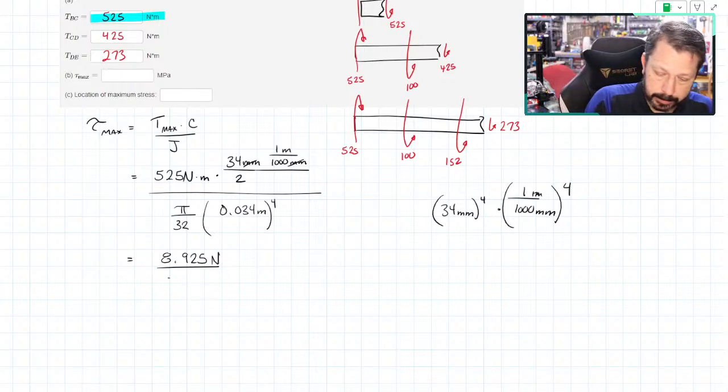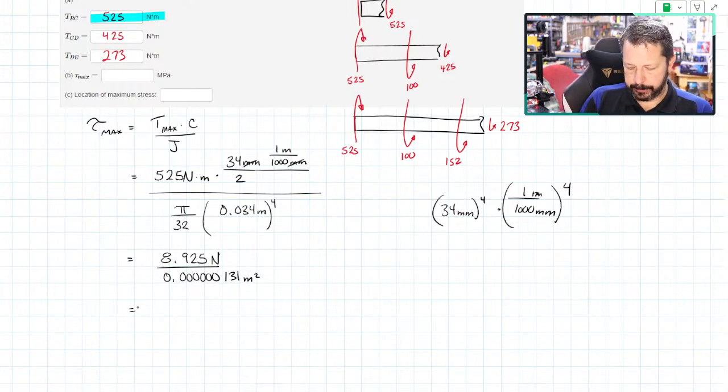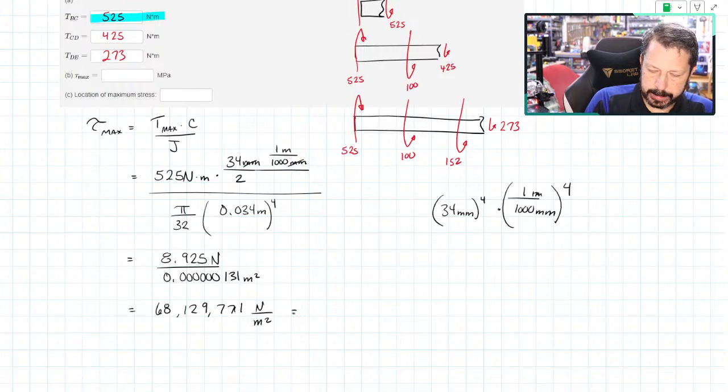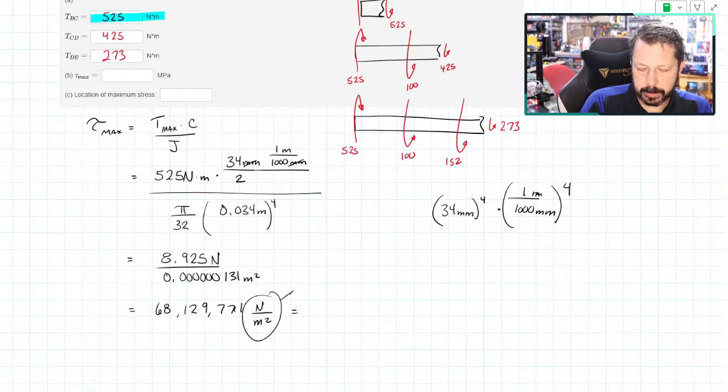So that's a really small number. 0 and a whole bunch of zeros. 1, 2, 3, 6 zeros, 131. That's meters to the fourth. So 8.925 divided by 0.123456131 is, let's see, 129,771. Those units are newtons per meter squared. That equals, a newton per meter squared is a Pascal.